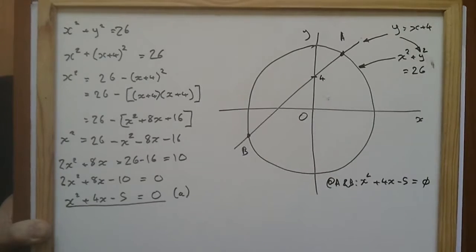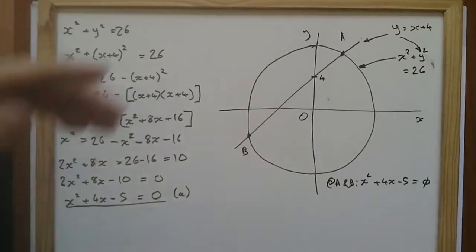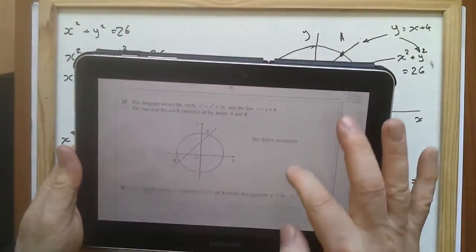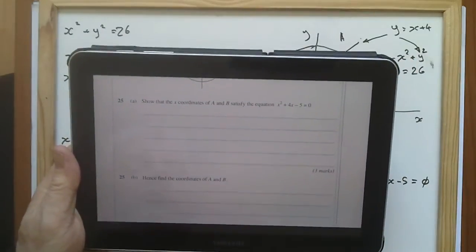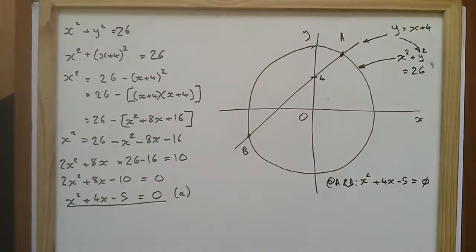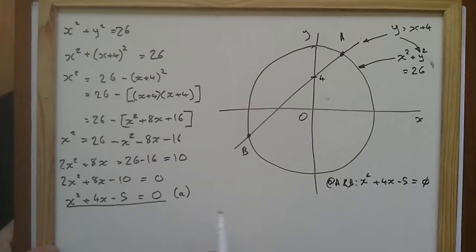So far, so good. Now, the next thing that we've been asked is, hence find the coordinates of A and B. So let's look at A and B. This equation has a couple of solutions. It's easily factorized. We need two numbers which multiply to make minus 5 and add to make 4, and those two numbers are 5 and minus 1.